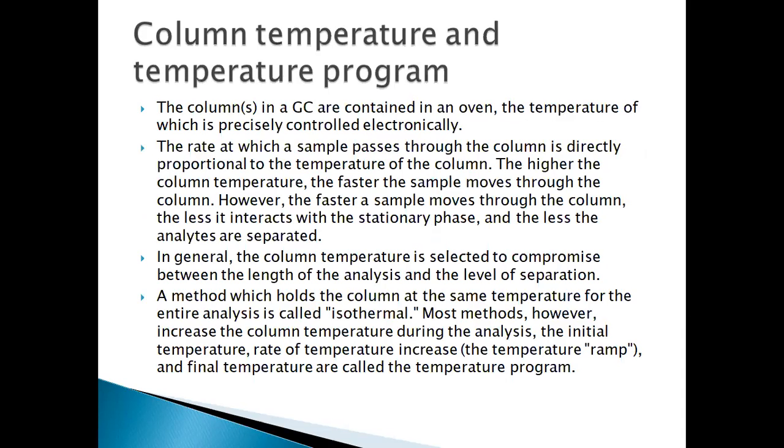The column in a GC is contained in an oven, the temperature of which is precisely controlled electronically. The rate at which a sample passes through the column is directly proportional to the temperature of the column. The higher the temperature, the faster the sample moves. The faster a sample moves through a column, the less it interacts with the stationary phase and the less the analytes are separated. A method which holds the column at the same temperature for the entire analysis is isothermal. Most methods, however, increase the column temperature during analysis; the initial temperature, rate of temperature increase, and final temperature are called the temperature program.